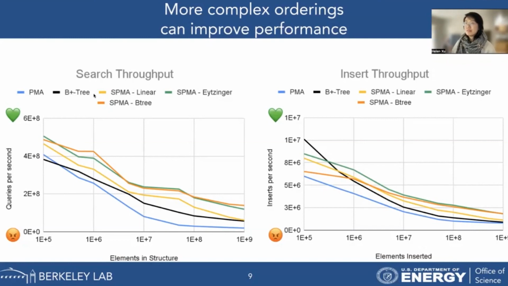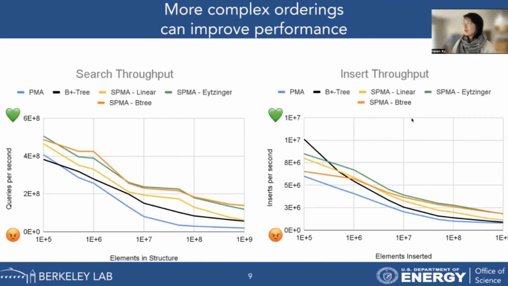Even the simple optimization of co-locating the leaf heads in SPMA linear, which is the yellow line, brings the throughput higher than the B plus tree because it co-locates the leaf heads and allows them to fit into L3. And using these fancier orderings like Ettinger and B-tree brings the throughput even higher than that because it not only makes use of the cache hierarchy, but it also makes use of things like prefetching. So it even decreases the latency with other things like prefetching and the branch predictor.